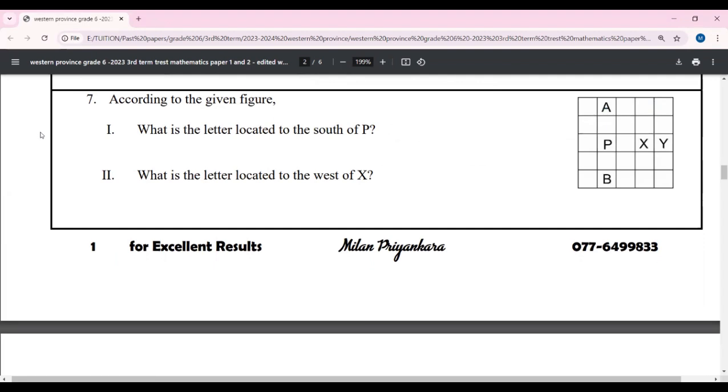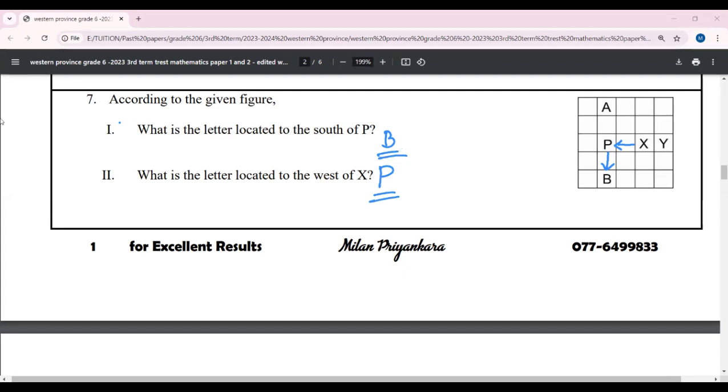Let's go to the 7th question. According to the given figure, what is the letter located to the south of P? To the south of P is B. What is the letter located to the west of X? This is X, and to the west of X is P. I think you understand this.